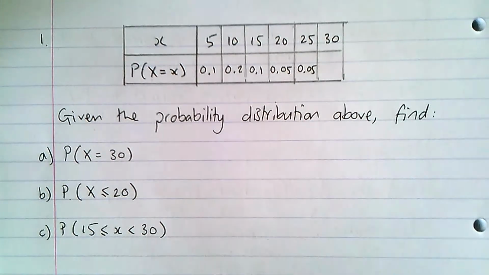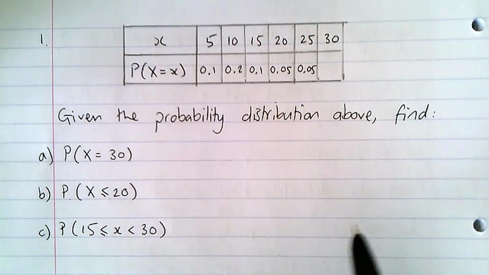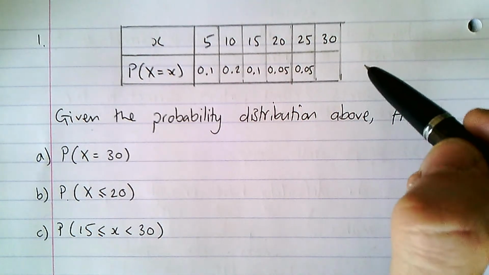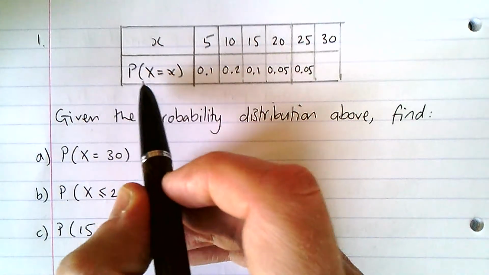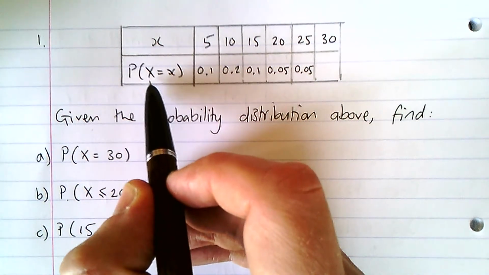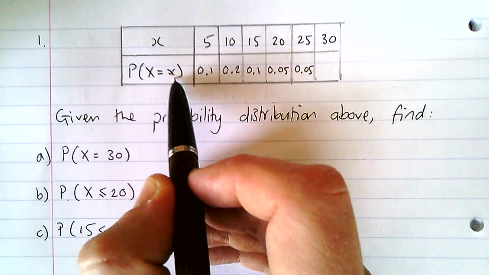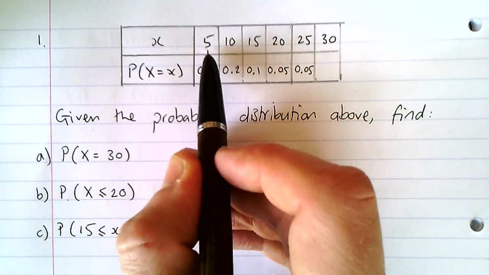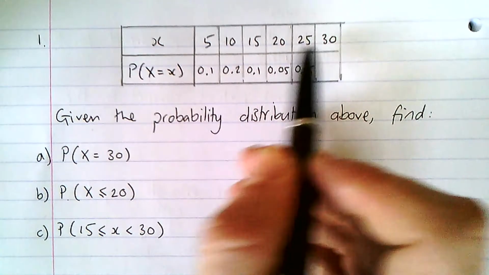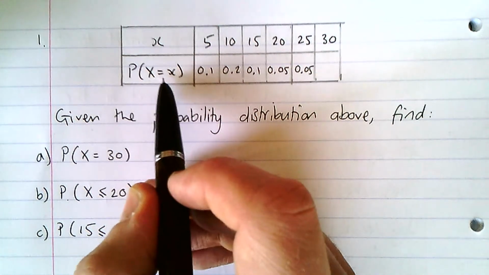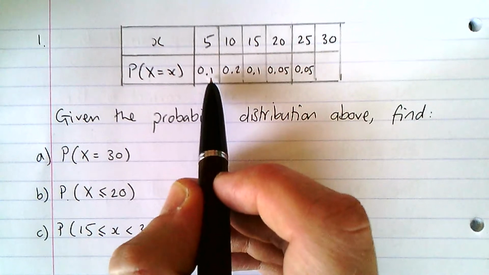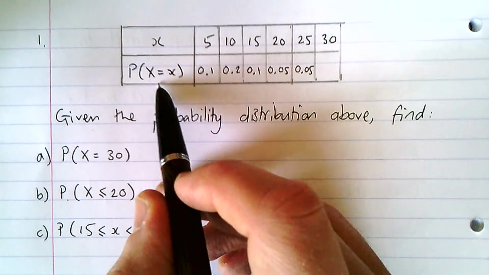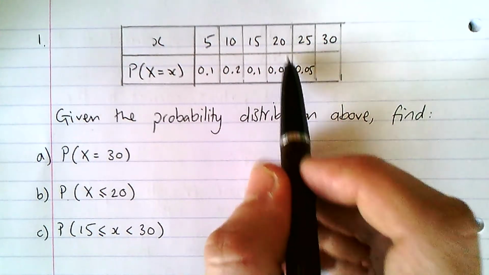This first thing here, this is what a probability distribution can look like. We can write it out as a table like this, and essentially all it's telling us is what's the probability of my random variable X equaling my value x. My values of x here are 5, 10, 15, 20, 25, 30. So what's the probability that X equals 5? Well, that's 0.1. What's the probability that X equals 10? Well, that's 0.2. So probability of getting 15, 0.1, and so on and so on.